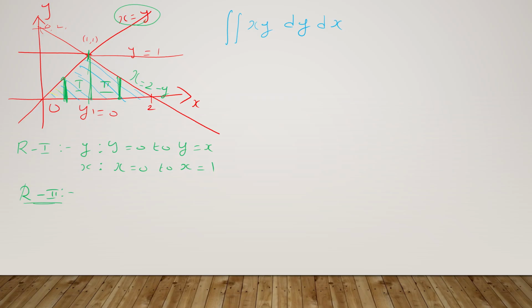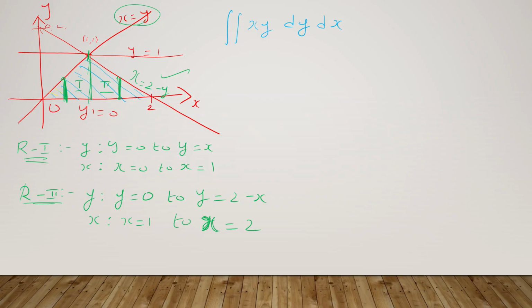first we need to write the y limits. The lower limit is touching the x-axis, whose equation is y equal to 0. The upper limit is touching the straight line x equal to 2 minus y. Solve this for y, and you will get 2 minus x. Then we require x limits. The second region starts from x is equal to 1. It ends at x is equal to 2. So these are the limits for the two regions, region 1 and region 2.